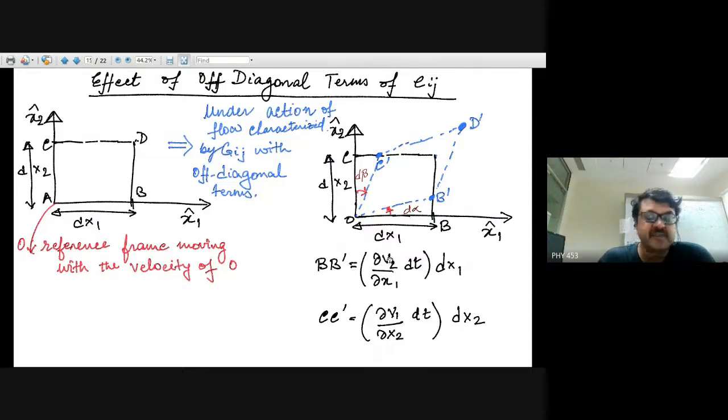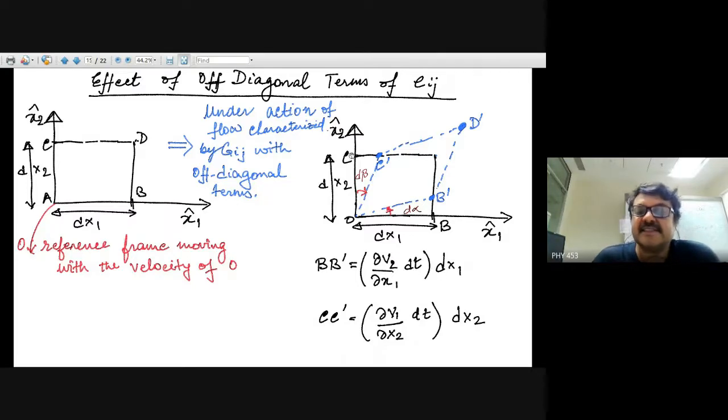Since we have non-zero off-diagonal components, we can say that B dash B is equal to del v2 del x1, that is, how the velocity V2, in the two direction, is changing as you move along x1. If you have moved from here to here, the velocity of V2 might be different. So in time dt, BB dash will be del v2 del x1 into dx1, and if dx1 is smaller, this deformation will be smaller, so it will be some point here, into time dt.